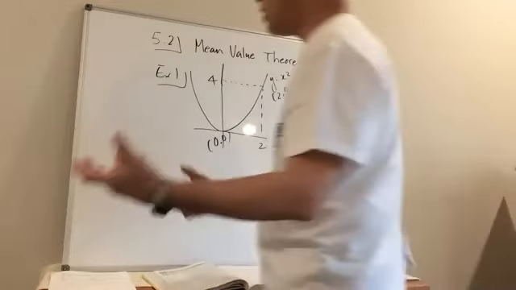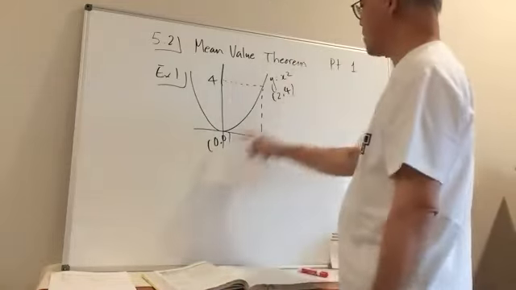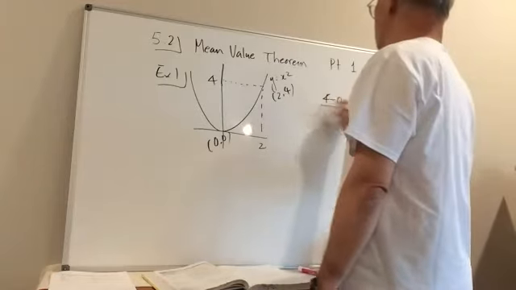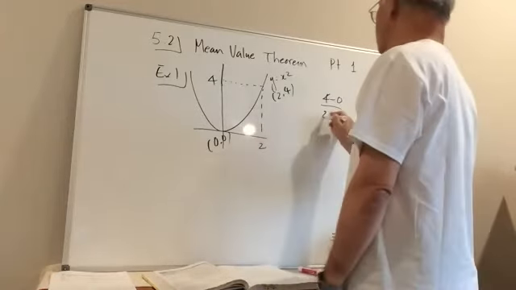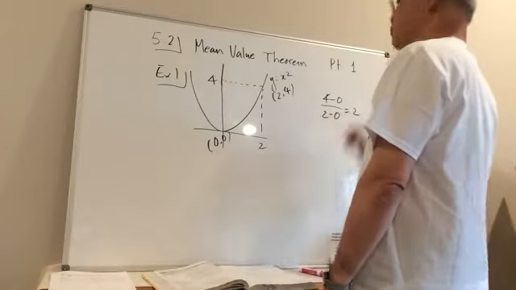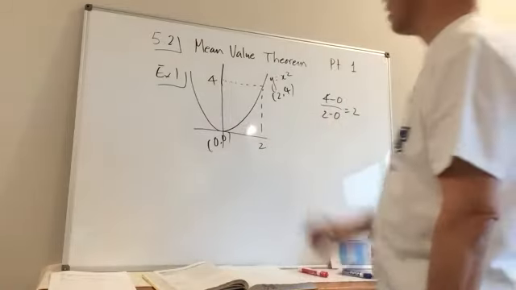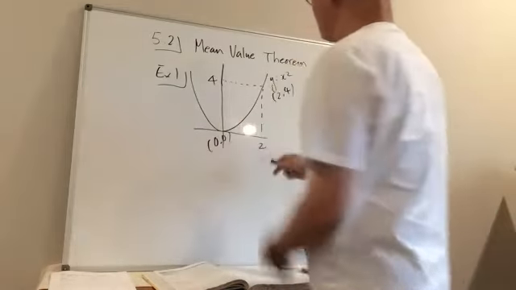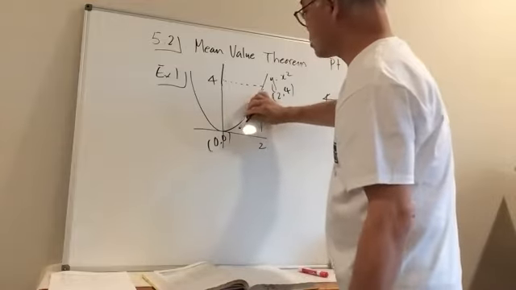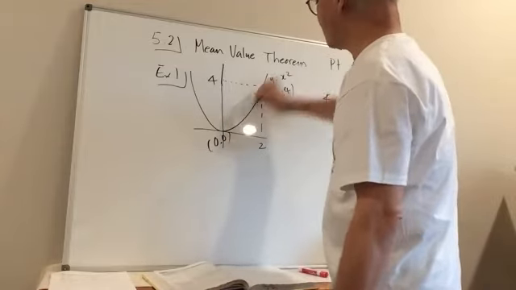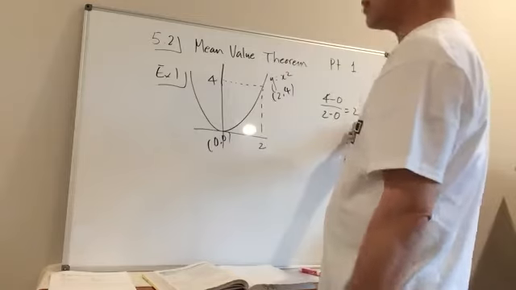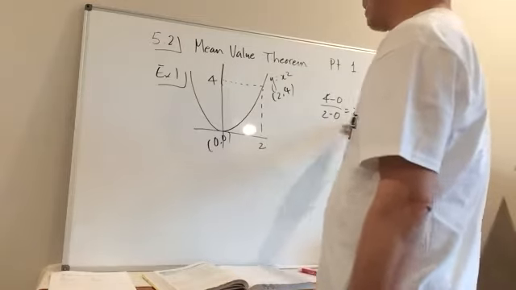So the mean rate of change is 4 minus 0 over 2 minus 0, which is equal to 2. So somewhere between here and here, I'm going to have a point where the slope of the tangent line is going to be equal to 2. And that's what I'm going to try to find.